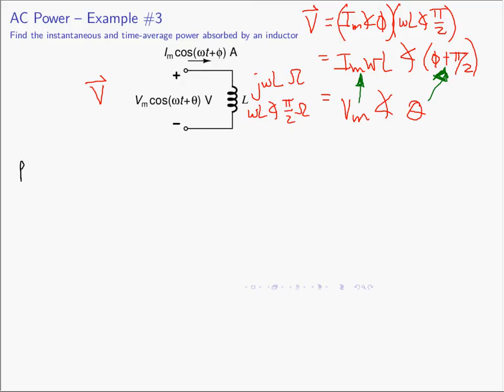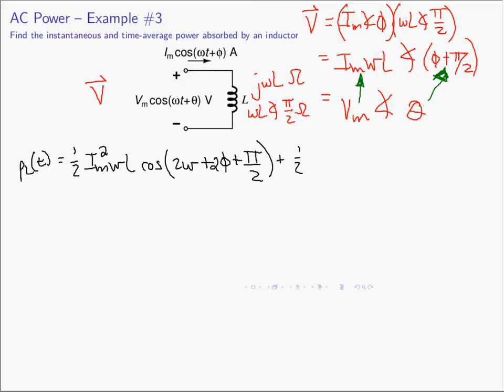So now we can plug it into the relationships that we have. The instantaneous power of our inductor is 1/2 Vm, well Vm is Im omega L, times Im cosine of 2 omega plus theta, which is phi plus pi over 2, plus phi, so we can put a 2 there, plus 1/2 Vm, which is Im omega L, times Im cosine of theta.